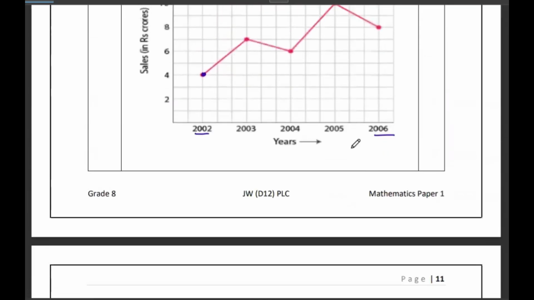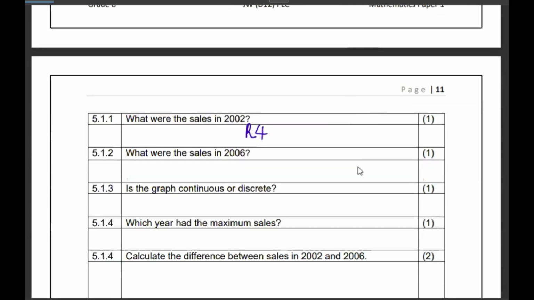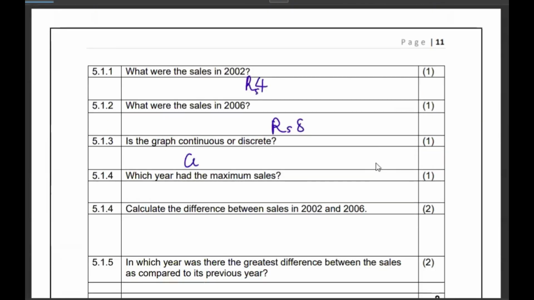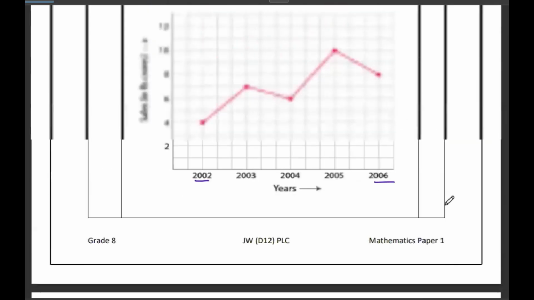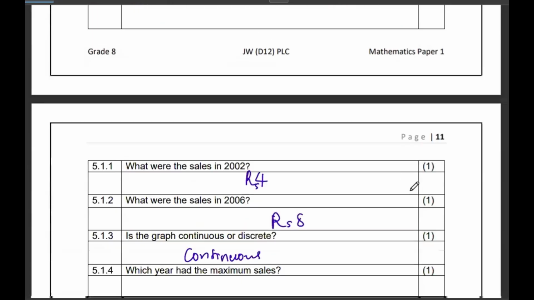Then what were the sales in 2006? So 2006 is here, follow the line of 2006. The dot is on 8. Okay, so I'll say it's basically R8. And then is the graph continuous or discrete? So this graph is continuous. Why is it continuous? Because the dots were connected. Okay, these dots were drawn and then they were connected. If the dots were just left alone without being connected, then the graph would be discrete.